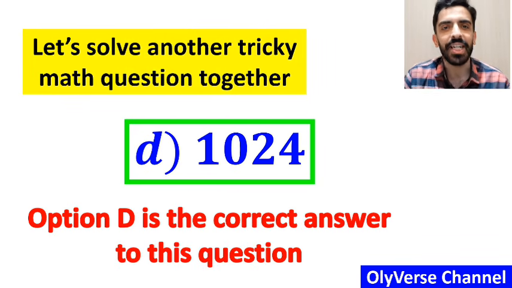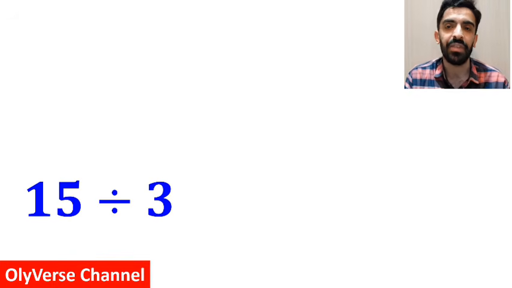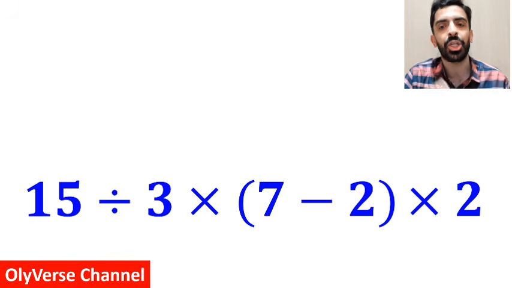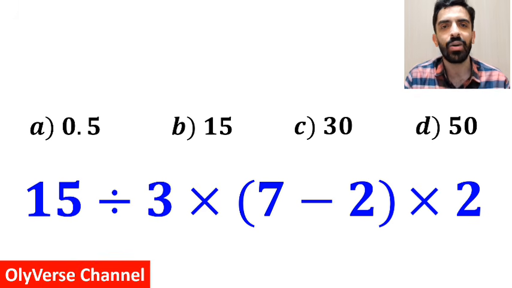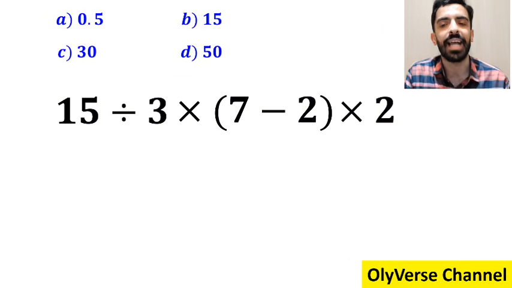Alright, now let's solve another tricky math question together. What is the value of the expression 15 divided by 3 multiplied by open parentheses 7 minus 2 close parentheses and again multiplied by 2? Which option do you think is the correct answer to this question? Let's go step by step and solve it together.